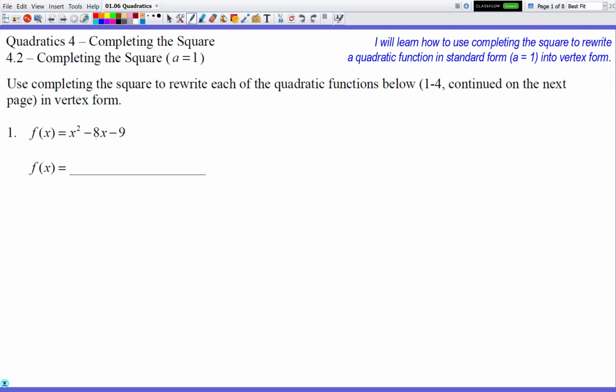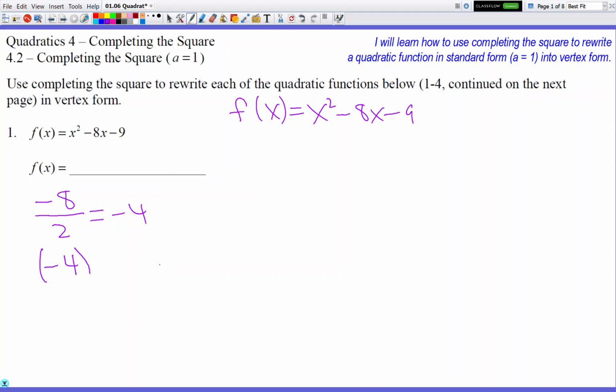Let me just write down the problem first. I'm going to have f of x equals x squared minus 8x minus 9. We're going to grab that middle number, just the negative 8, not the negative 8x, and we're going to do two things to it. We cut it in half first, and when I cut it in half, I get negative 4. Then I square the result, multiplying negative 4 by itself, and I get 16.